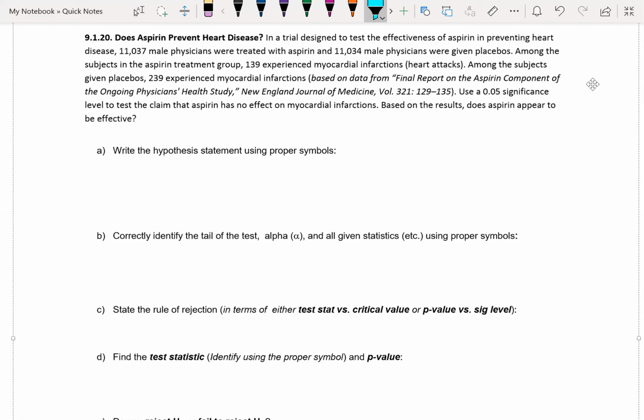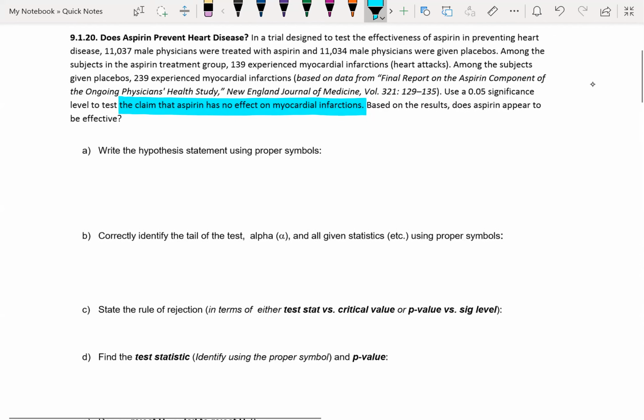So the first thing that we're going to want to identify here is the claim. Our claim is that aspirin has no effect here. And if aspirin has no effect, you'd expect to see the same percentage of heart attacks from those in the treatment group versus those in the placebo group. So that's what it means, that the proportions we'd see in each group would be equal if there's no effect from aspirin. So they're saying that these two proportions would be equal.